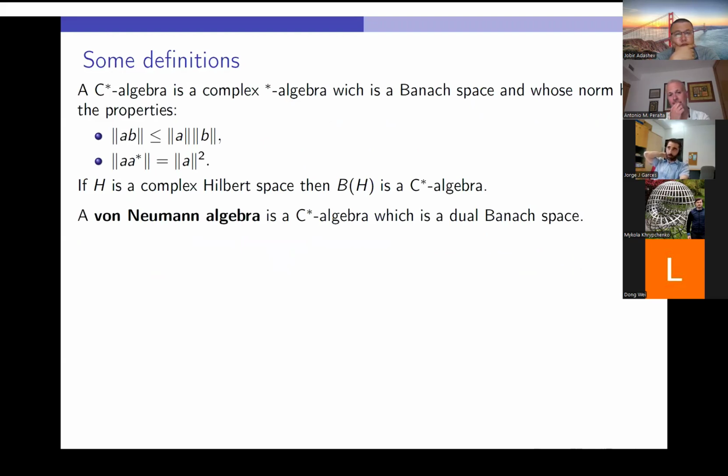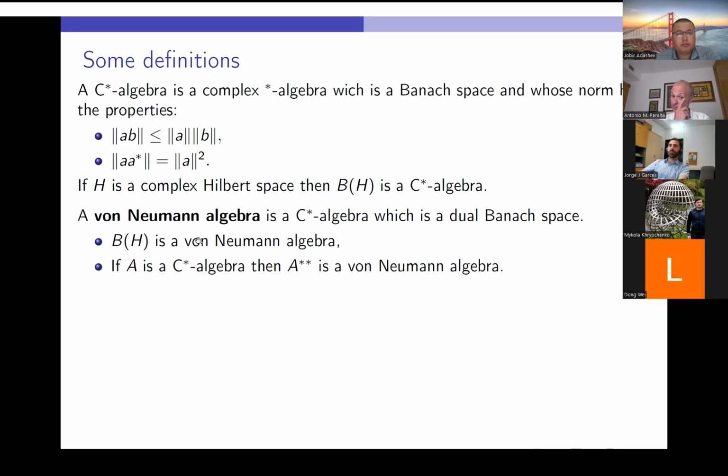So a C-star algebra is a complex star algebra. It is a Banach space whose norm is continuous and satisfies the Gelfand axiom. For instance, the algebra of bounded operators on a complex Hilbert space is a C-star algebra. A von Neumann algebra is a special type of C-star algebra. It's a C-star algebra that is a dual of some Banach space, called the predual. For instance, B(H) is a von Neumann algebra. And the second dual of every C-star algebra is also a von Neumann algebra.